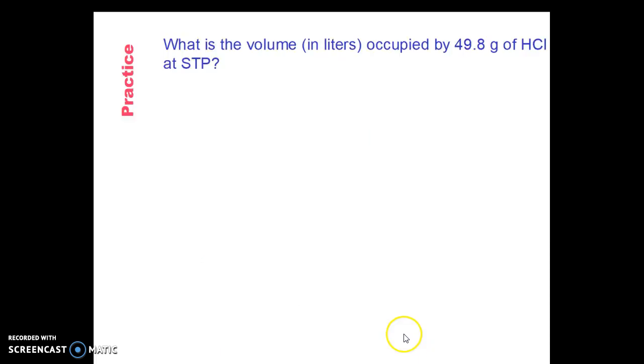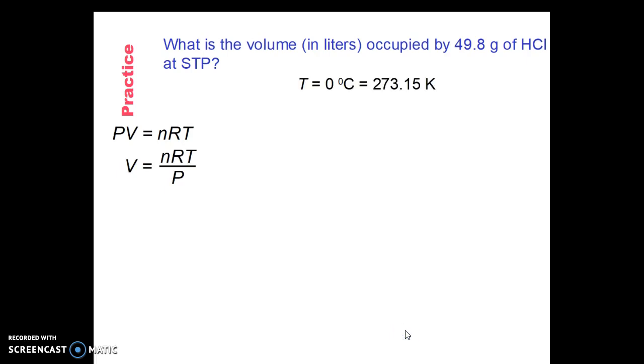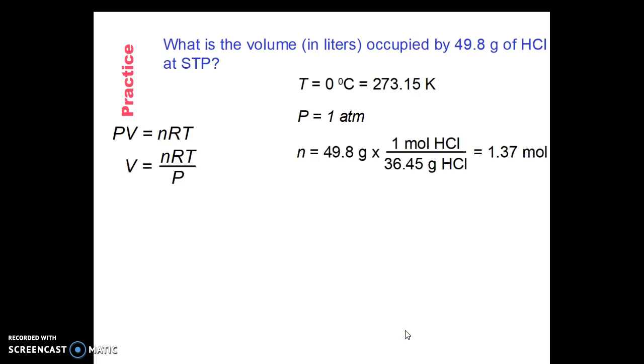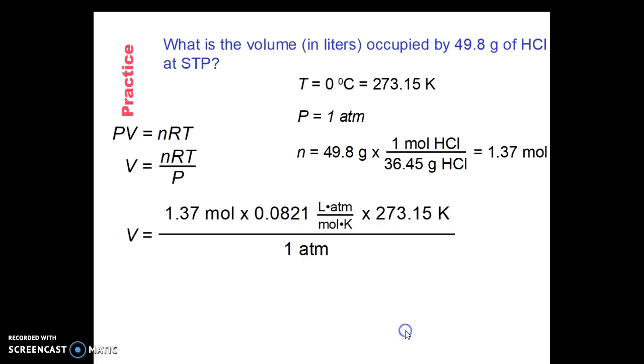So if we solve a problem, the volume in liters occupied by 49.8 grams of HCl gas at STP, we use PV = nRT, solve for V. We have the temperature and the pressure. We then solve for n. It's 49.8 grams divided by the molar mass of HCl, 36.45 grams. It's 1.37 moles. We could have just plugged this directly into the equation.